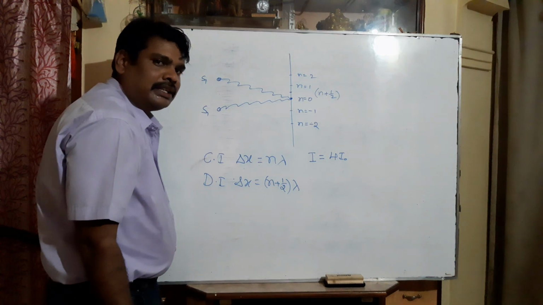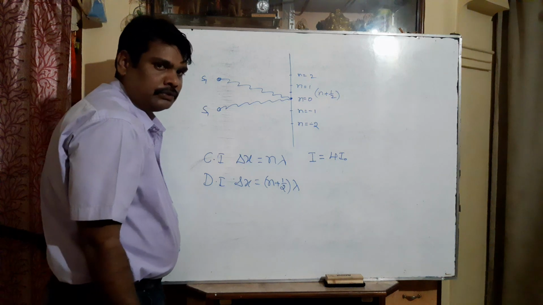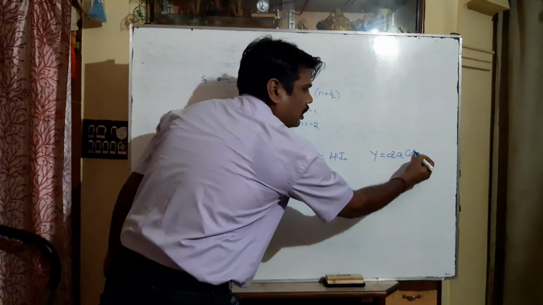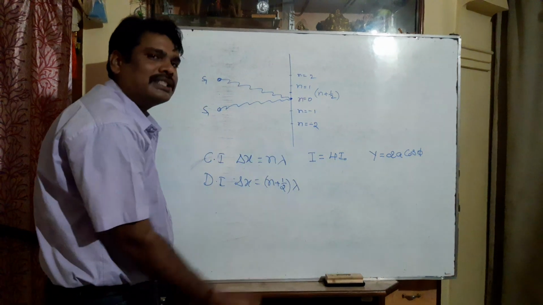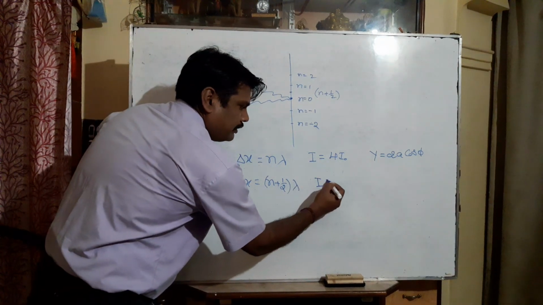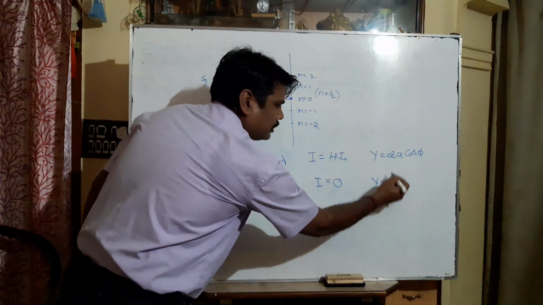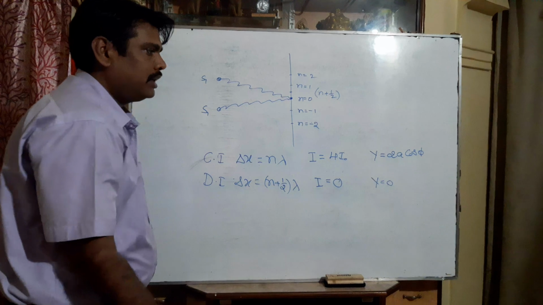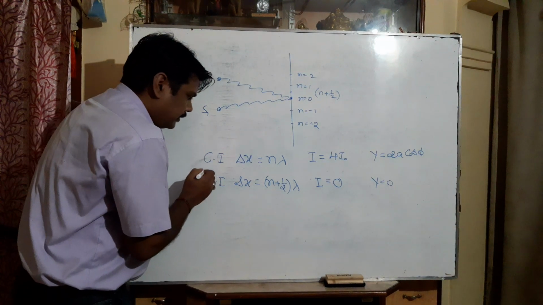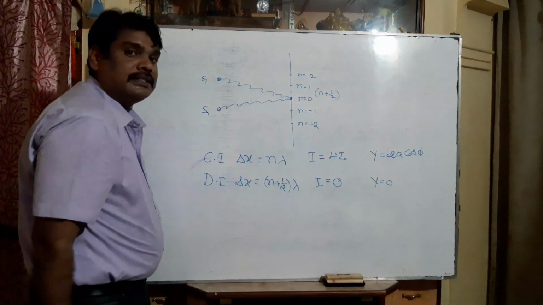Because the intensity at that point is directly proportional to the square of the amplitude. Why? The amplitude at that point, y is equal to 2a cos phi, or cos theta. Clear now? At destructive interference, the intensity is completely 0 because the amplitude is 0, y is equal to 0. So at constructive interference, the intensity is 4 times I naught, and at destructive interference, the intensity is 0.